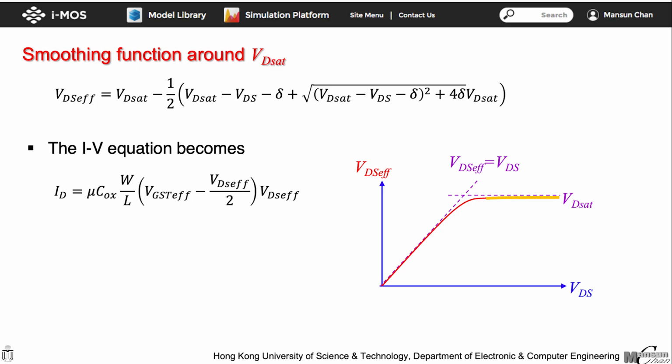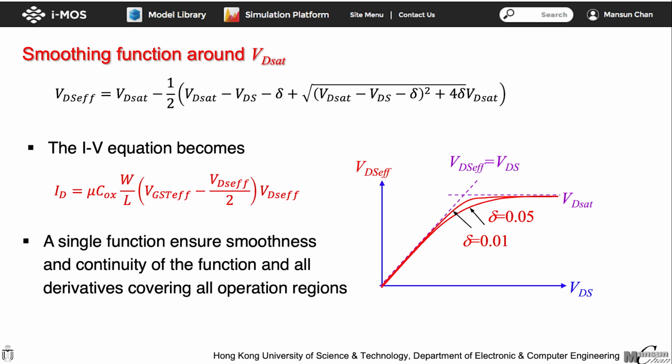The value of delta controls how abruptly the switching occurs. You can easily verify the properties of this function using software like Excel or MATLAB, though I will not cover that here. With the introduction of both VGST effective and VDS effective, we can describe the drain current of a MOSFET with a single equation, ensuring the continuity and smoothness of the function and all its derivatives.